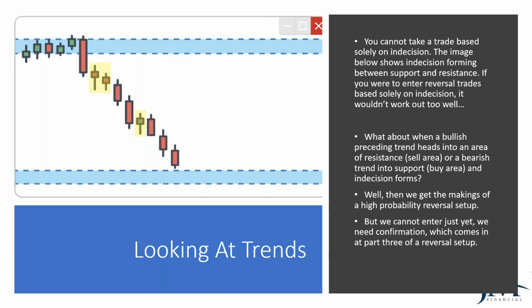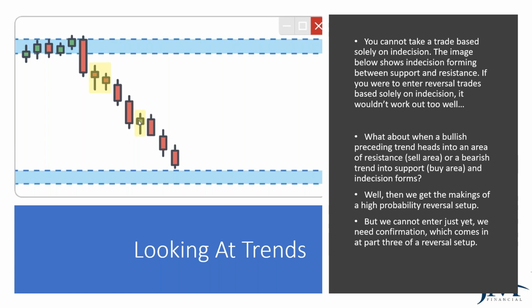The image shows indecision forming between support and resistance. So you get that a lot. I mean, buyers take a breath, sellers take a breath, whatever. You have all of these. They are unimportant to us in this strategy if they're not in the level of support or resistance.